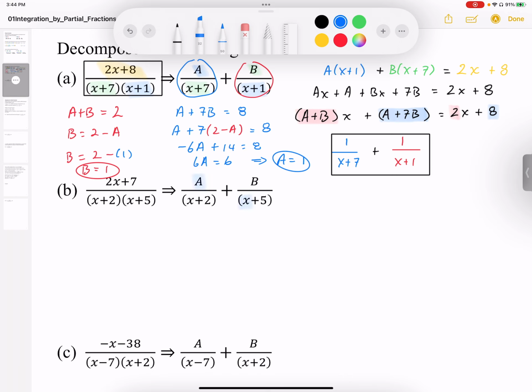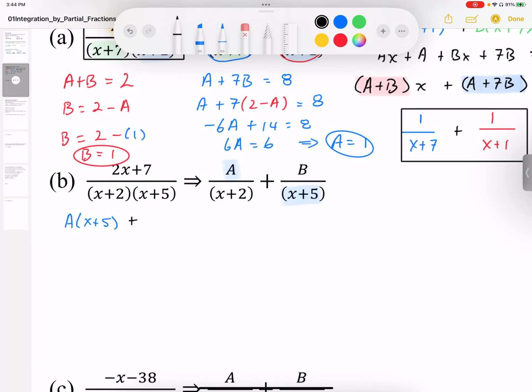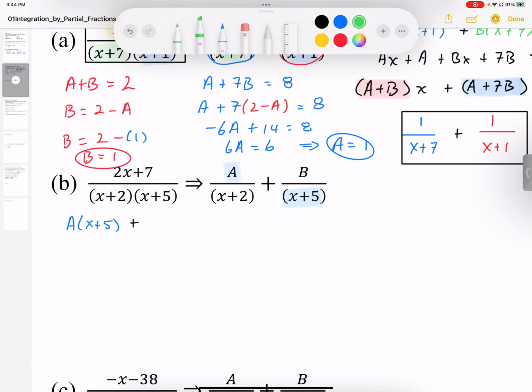We know that a times that is going to be one of the terms. So we end up with a times x plus 5. And that's going to be added to b times the other term, x plus 2 times b. So I get b times x plus 2. And when we combine that all together, we're going to get the new numerator, which was the answer to our addition, 2x plus 7. So that's going to be equal to 2x plus 7.